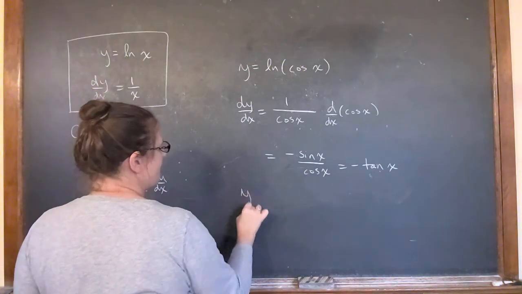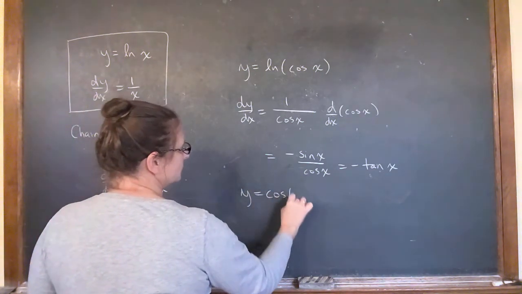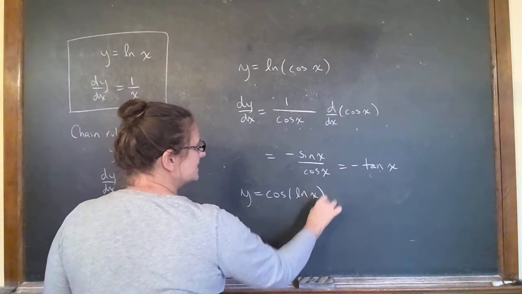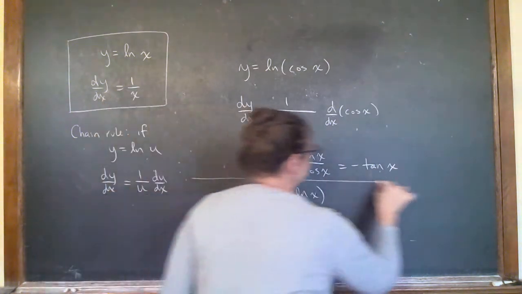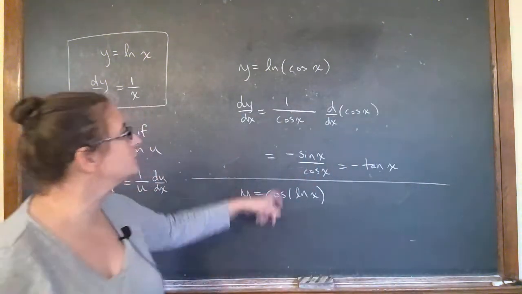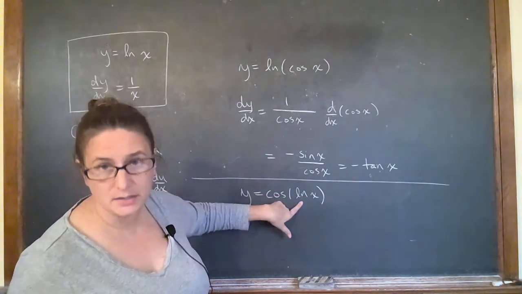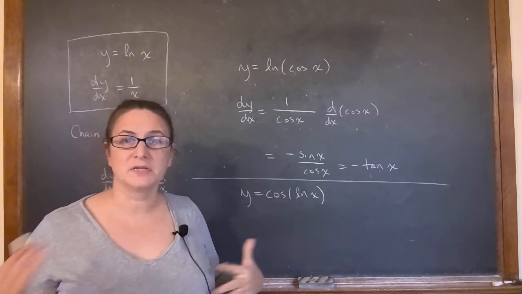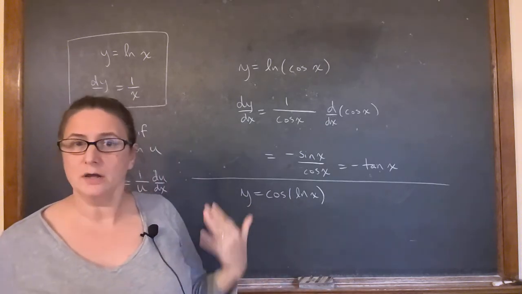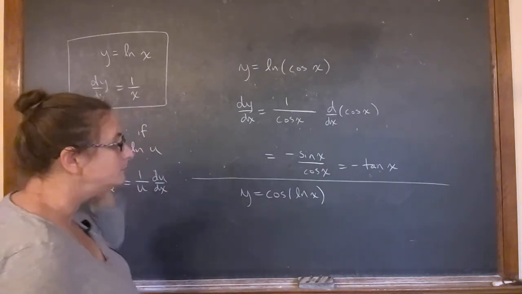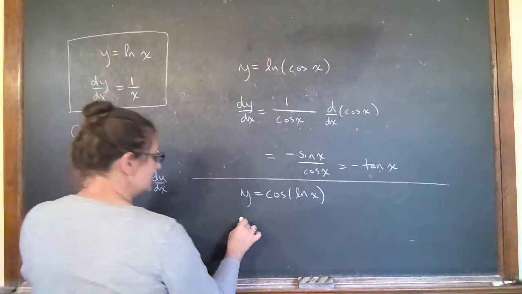Contrast with if I do it the other way. In other words, if my function is different, because these are two different functions, right? Here, it's the natural log on the inside. So basically, I have this g circle f or f circle g. They're different, right? Do the same thing.